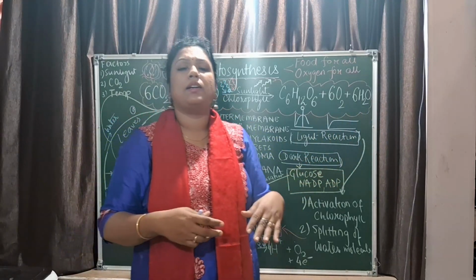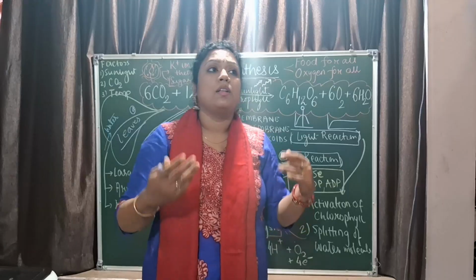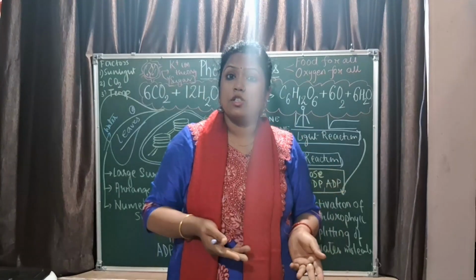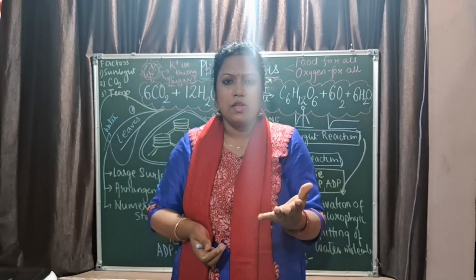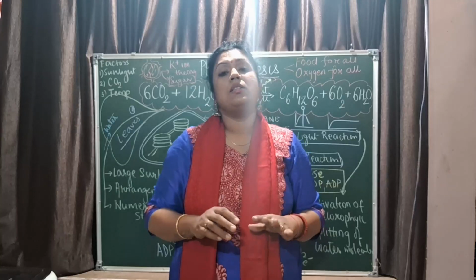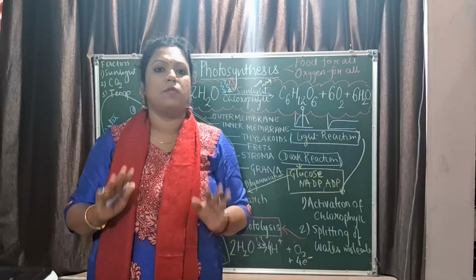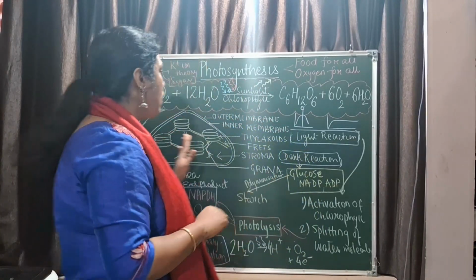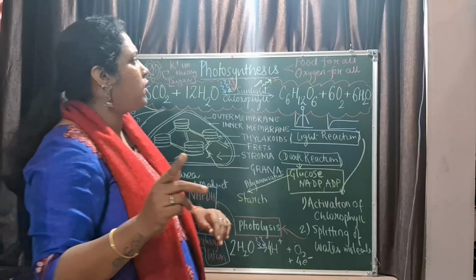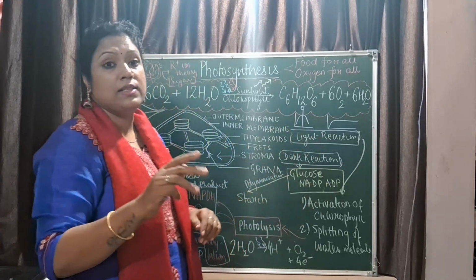Then the internal factors like the water content in the leaf, the structure of the leaf, the cytoplasm or the protoplasm of the leaf, these are all internal factors responsible for photosynthesis. So this is all about photosynthesis. There is one important aspect from this chapter, that is the experiments.